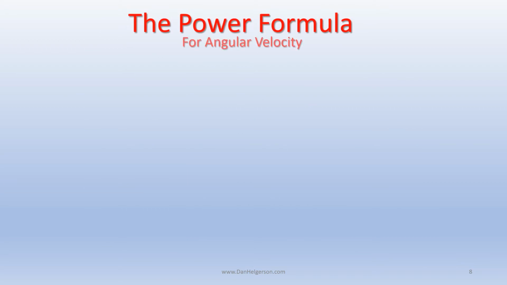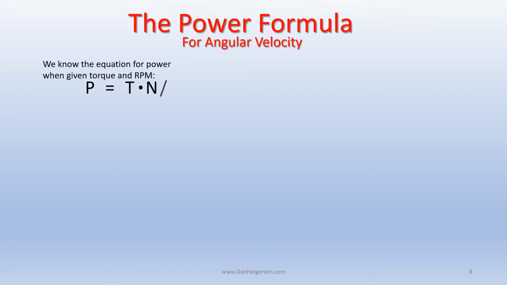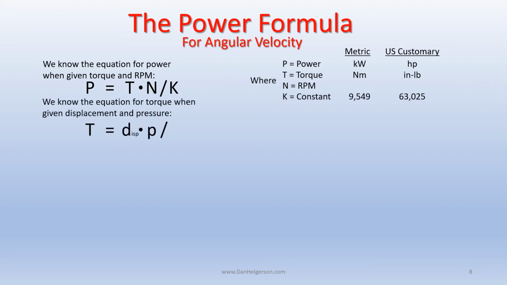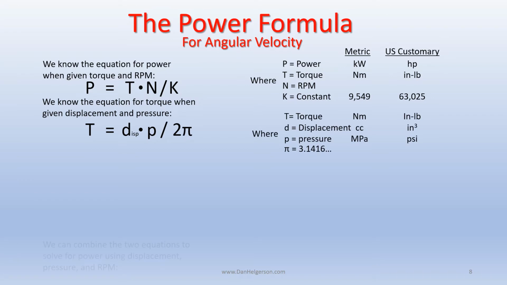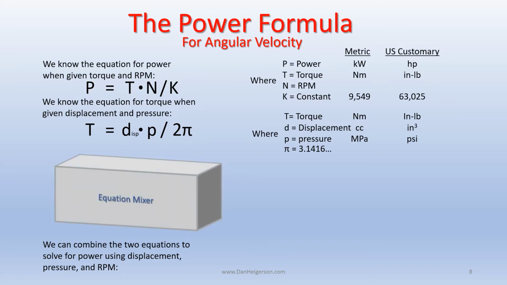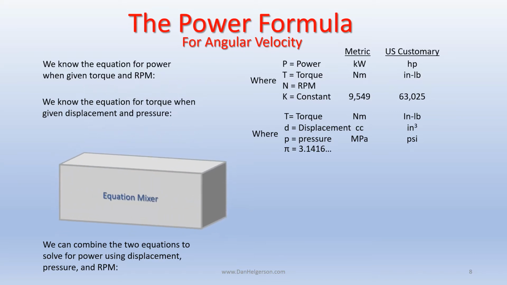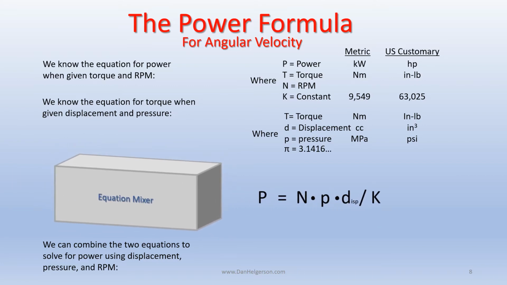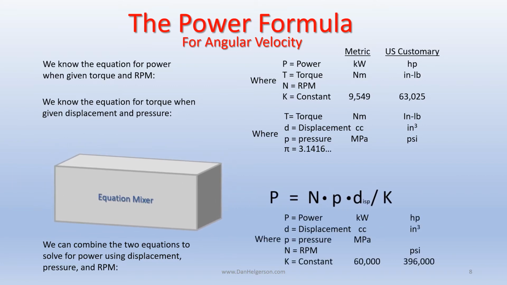Let's take a look at the power formula for angular velocity. We know the equation for power when given torque and RPM. We also know the equation for torque when given displacement and pressure. We can combine these two equations to solve for power using displacement, pressure, and RPM by using our equation mixer. And here we have a new power equation that we're going to be using throughout the rest of the slide presentation.